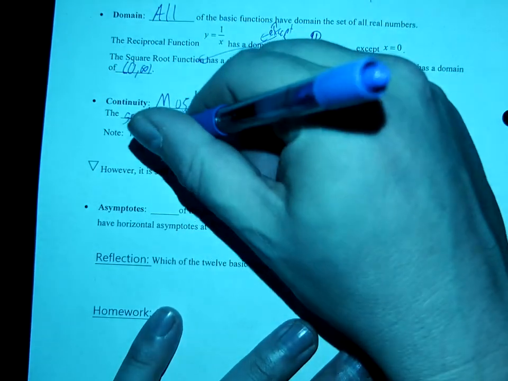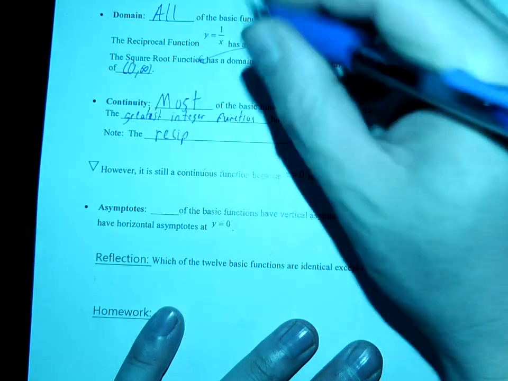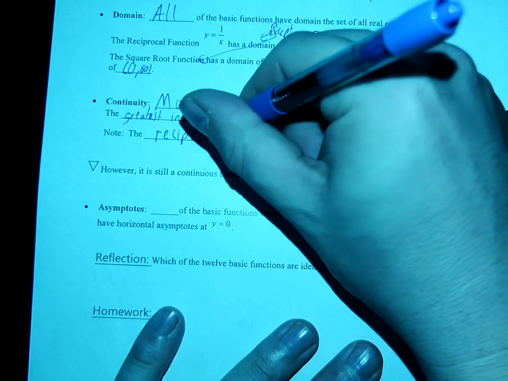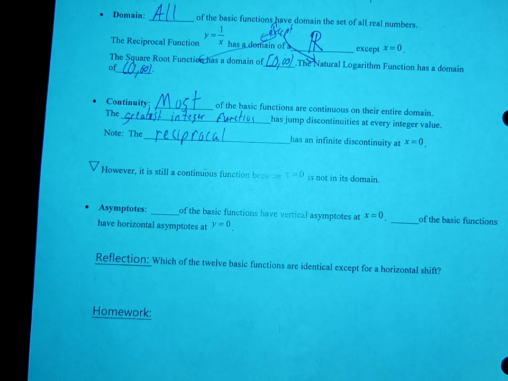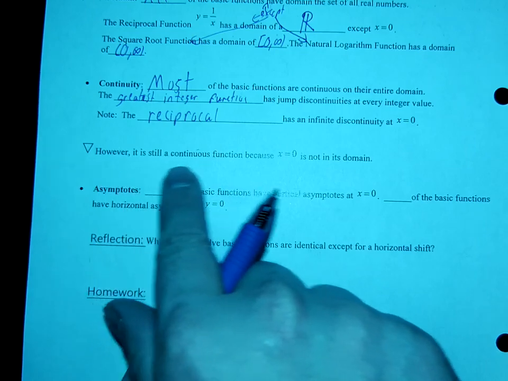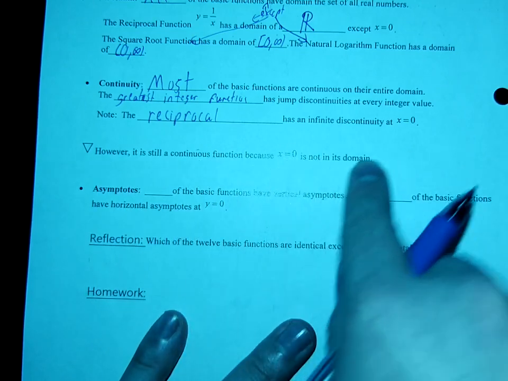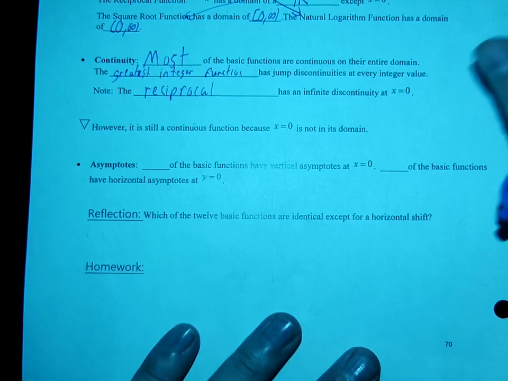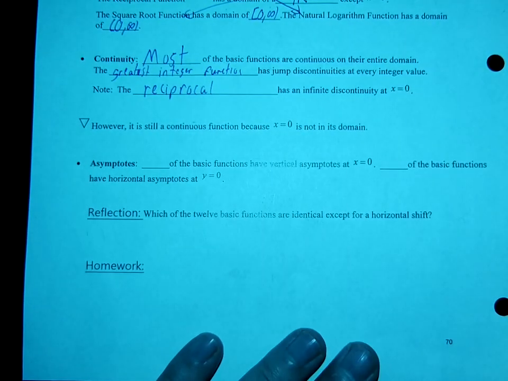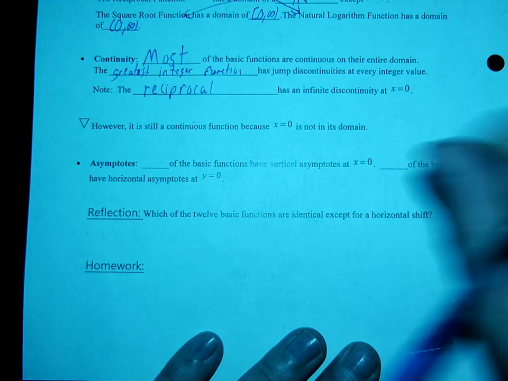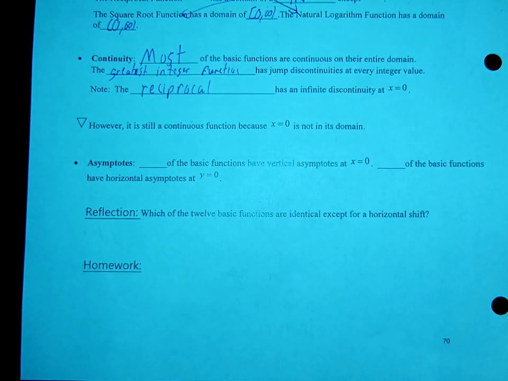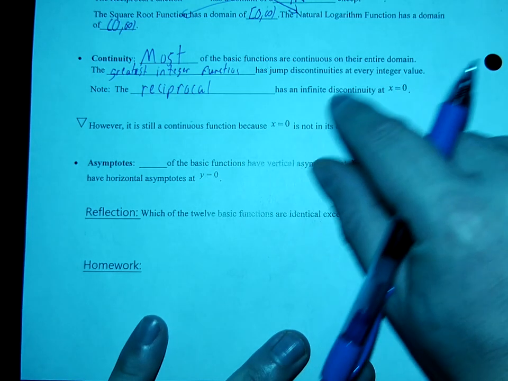So we call that the reciprocal function here, or 1 over x function. The reciprocal function has an infinite discontinuity at x equals 0. Alright, and it is still continuous because x equals 0 is not in its domain. So Mrs. Missouri wrote this for us because she teaches pre-calc. So it is considered a continuous function because x equals 0 is not part of the domain. So it's not a non-continuous function, it just has a discontinuity at x equals 0. There's a distinction there between those two words, which I usually don't test you on.